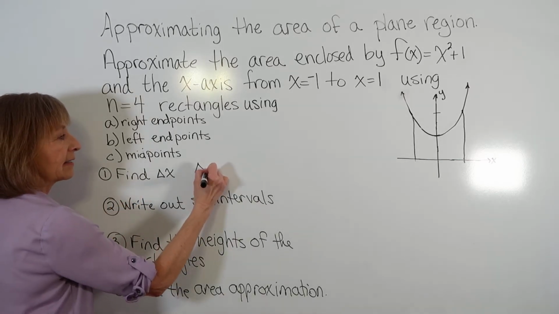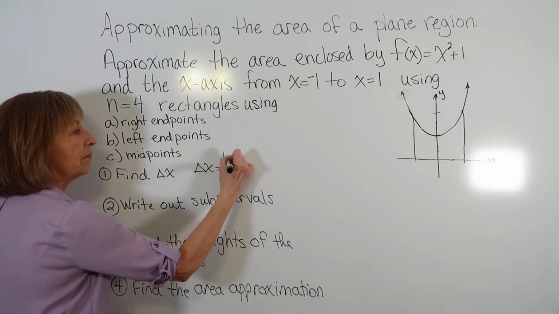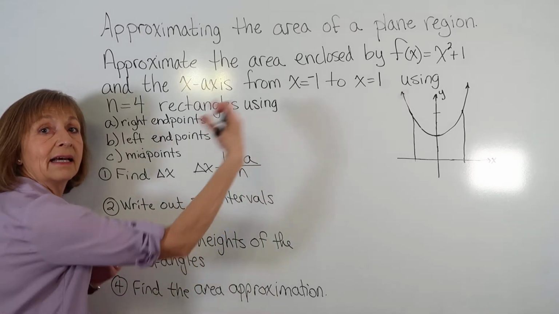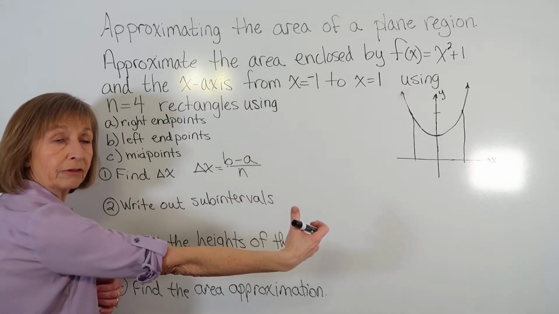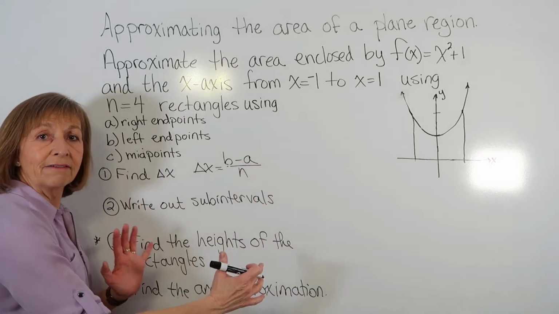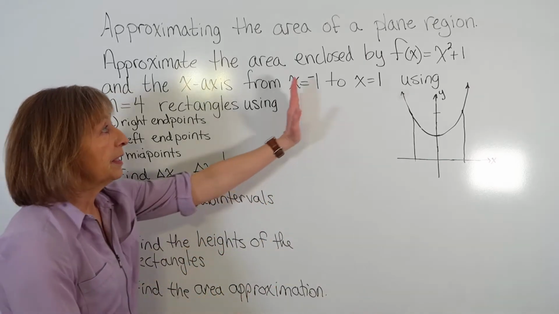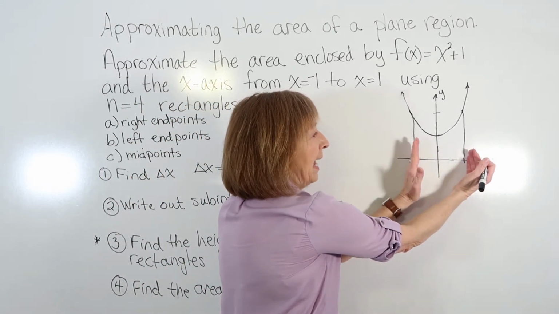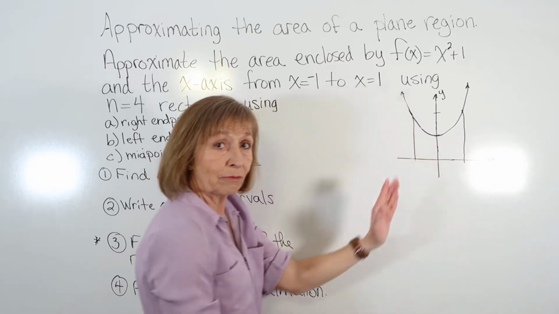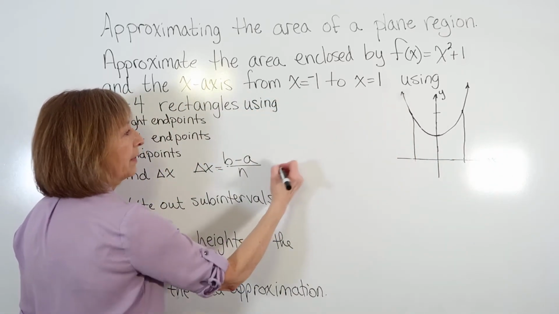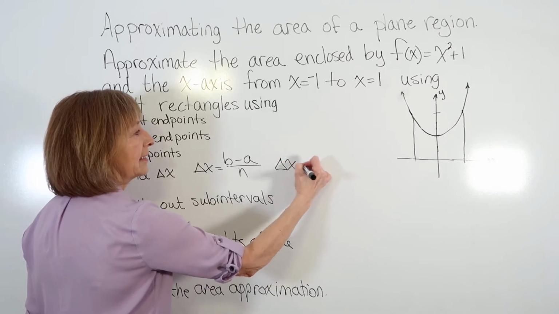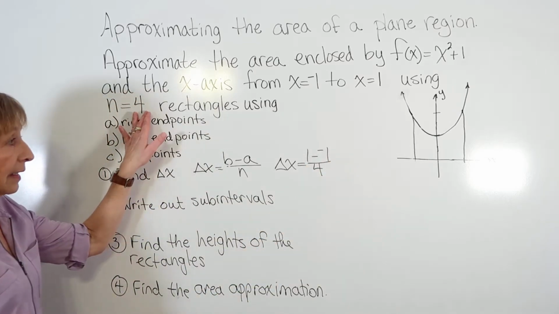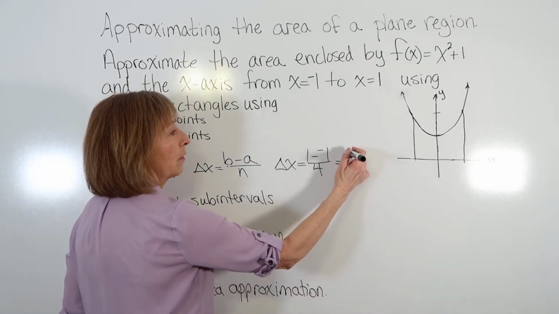Now delta x we find by b minus a over n, where b is the right end of your overall interval and a is the left end of your overall interval. So here my interval starts at -1 and goes to +1. So my a is -1, my b is +1 for this example. So for our example, our delta x is 1 minus -1 over 4. So that gives me 2 over 4 or 1/2.